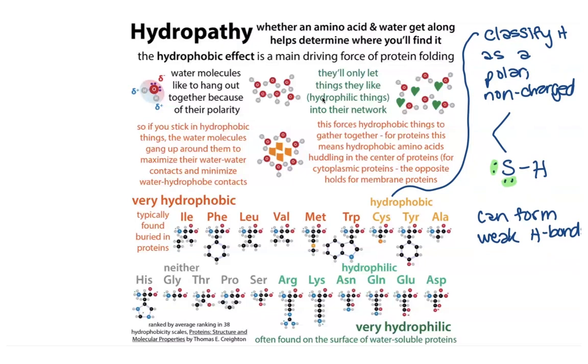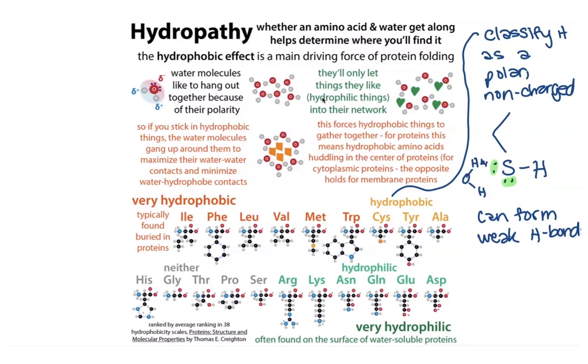And so if you were, say, to place this into water, on the surface of a protein, you could have a weak interaction between the proton on the hydrogen on the water and the lone pair on the sulfur. You can get these weak hydrogen bonds, so it can still be okay on the surface of a protein.